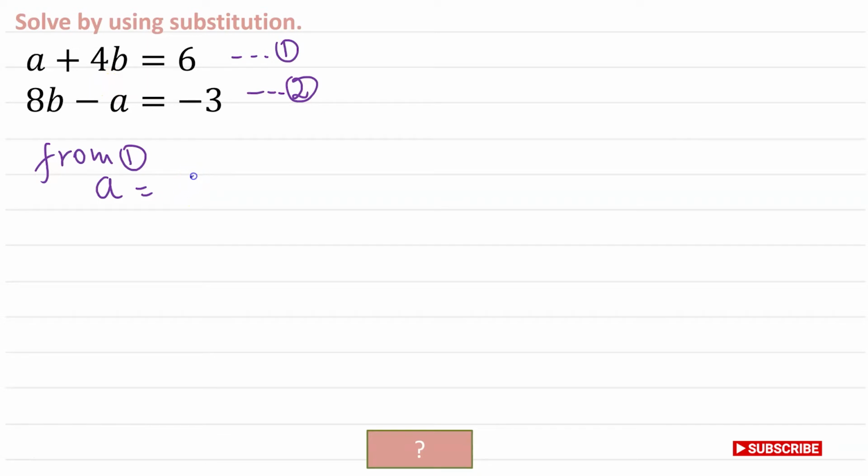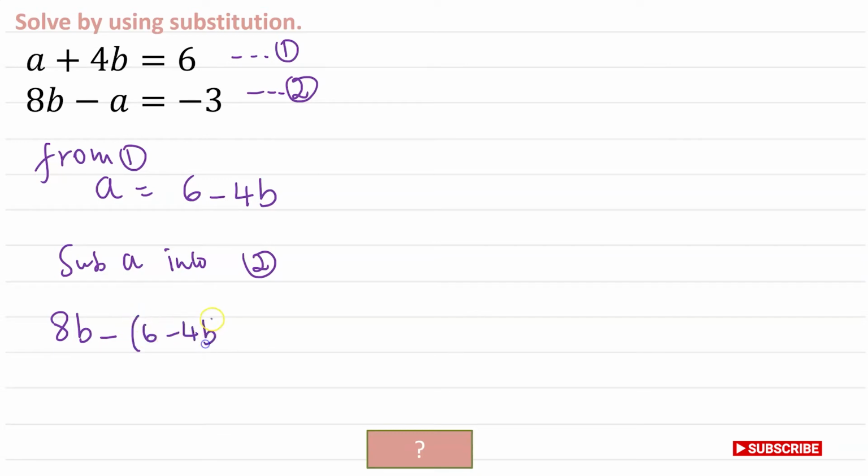So this is going to be equal to 6 minus 4b. Okay, so now I can sub a into equation 2, which means I'll have 8b minus a, and a is going to be equal to 6 minus 4b. Now we have to be very careful because there's a minus here and this one has a minus. So 8b minus 6, and then minus and minus out of the bracket, that's going to be plus 4b, and this is equal to negative 3.